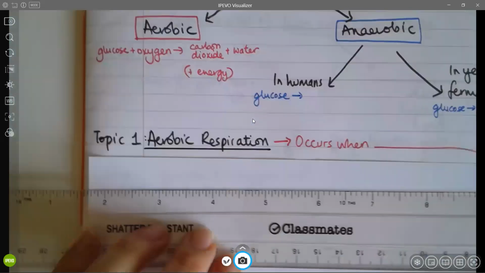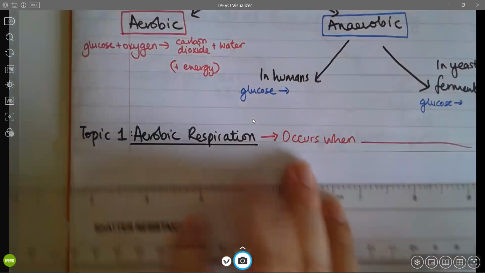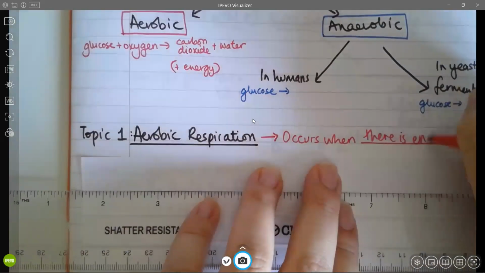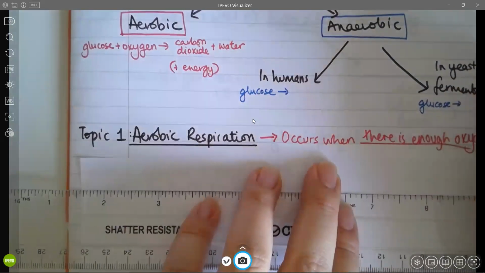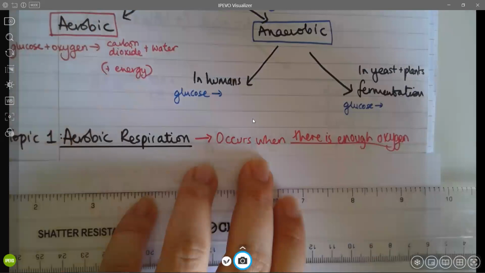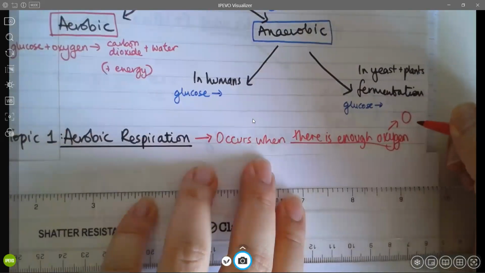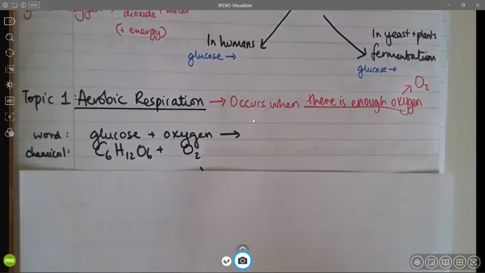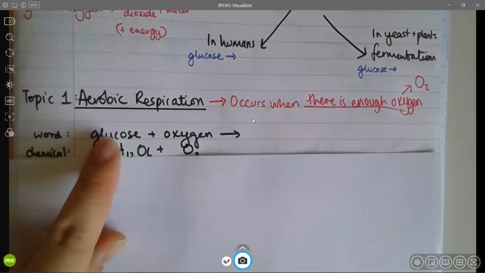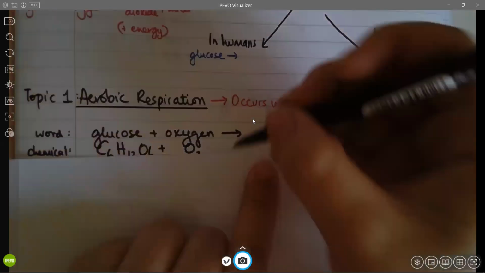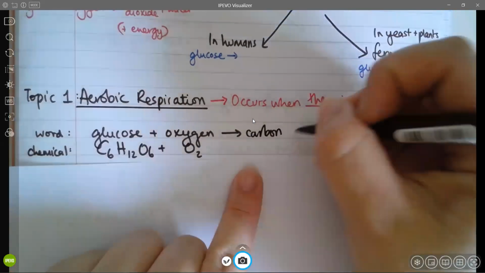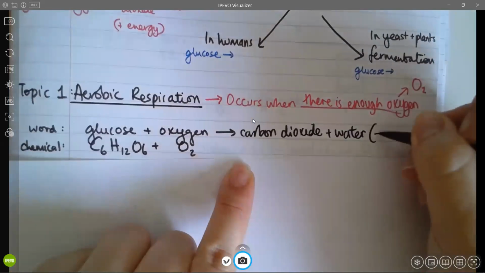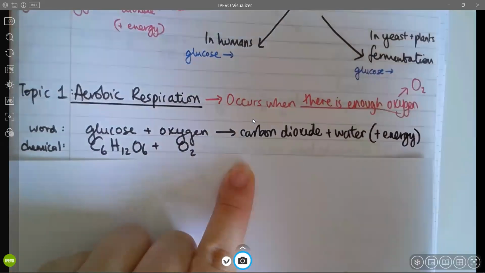And if you want to add some notes, this is the notes you want to write in. So aerobic respiration occurs when there is enough oxygen. And I hope you also know the symbol for oxygen is uppercase O, lowercase 2. Here is our word equation for aerobic respiration. Again, there is oxygen involved, so it's glucose plus oxygen. The arrow means changes into carbon dioxide plus water. And in brackets, you are writing plus energy because energy is released.